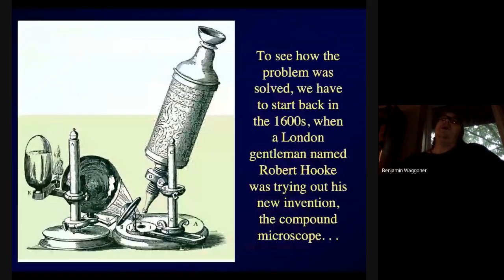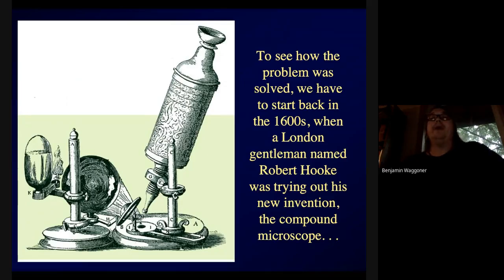Well, we've got to backtrack a little bit and go back all the way to the 1600s, when there's a London gentleman, really brilliant guy, by the way, one of the most widely, what's the word I'm looking for? He designed buildings, and he did medical experiments, and he did physics experiments, and he wrote music. One of the great all-rounders of all time, a man by the name of Robert Hooke.